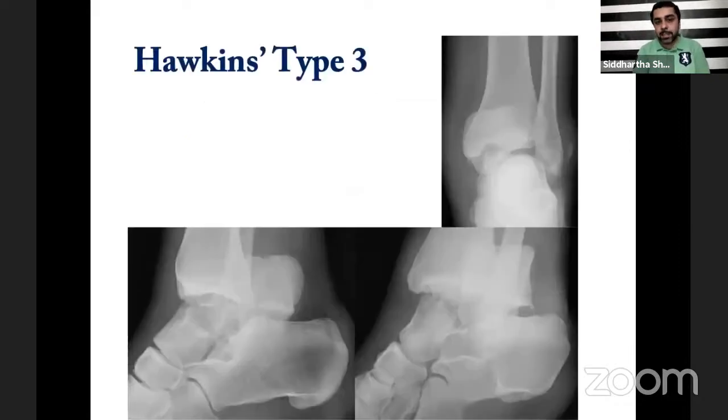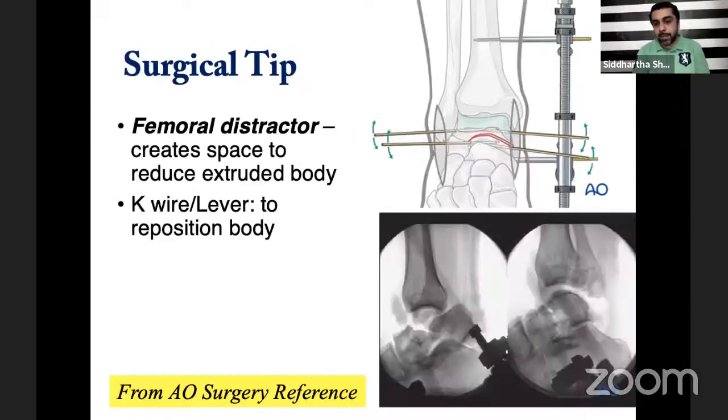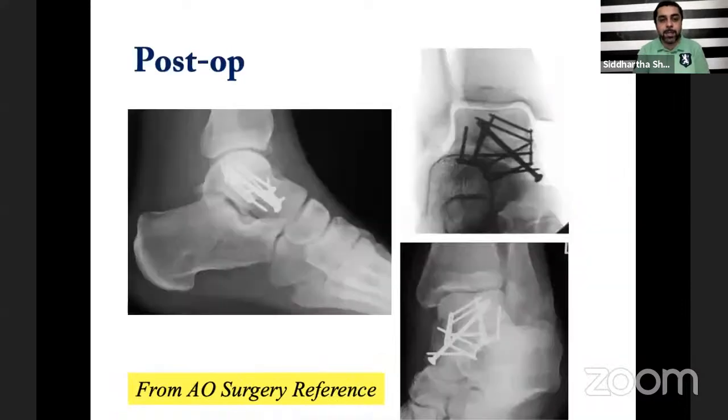So here is a Hawkins type 3 fracture, and this case is actually taken from the AO archives to show you what all tricks we can use. So in this case, a femoral distractor has been used to create space in the ankle mortise, and K-wires have been used to lever the displaced body back into the ankle mortise, and this is the post-operative.